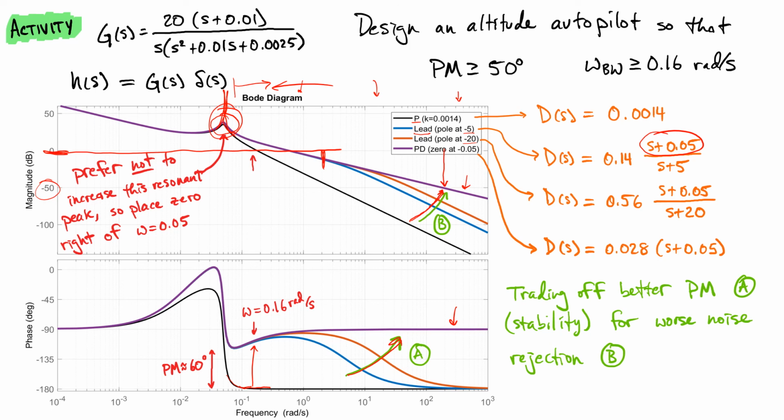Another practical constraint that's not explicitly in our specifications here, but something that we could pay attention to as we select from the several controllers that achieve our two design goals.